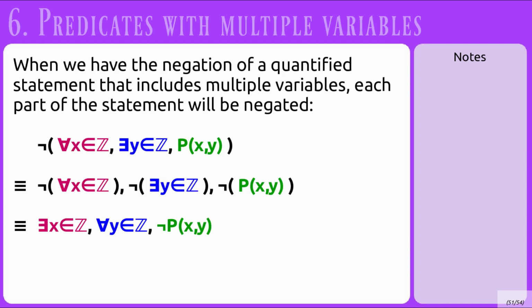When we have the negation of a quantified statement that includes multiple variables, each part of the statement will be negated. So if we have for all x and z, there exists y and z, p of xy. Each part of this will be negated, so the negation of the whole thing is there exists x and z, for all y and z, not p of xy.